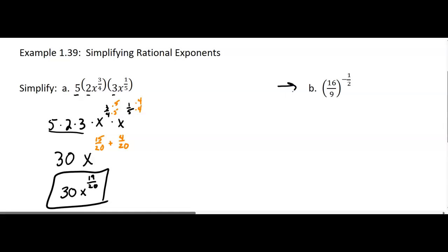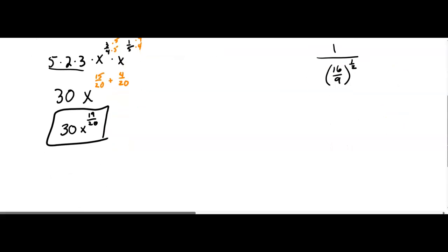Okay. First of all, you've got a negative exponent, right? Okay. So you can make that 1 over 16 ninths to the 1/2 and make it a positive exponent. All right, so that's step 1. Now, what does a 1/2 mean? Well, an exponent that's a 1/2 means square root of 16 over 9.